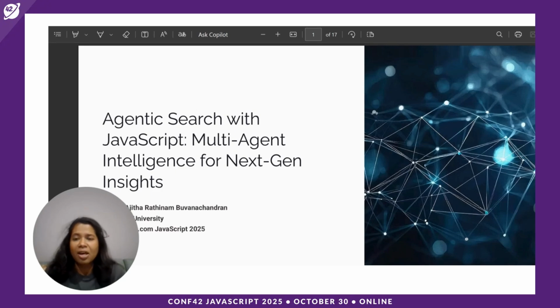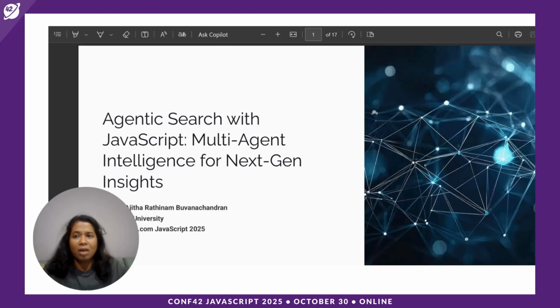Traditional search systems return thousands of potentially relevant documents, requiring extensive manual review to extract actionable insights. This process typically requires several days and may result in incomplete analysis. Agentic search systems offer an alternative approach. Comprehensive analysis delivered within minutes, incorporating trend identification, competitive benchmarking, root cause analysis, and strategic recommendations through coordinated multi-agent intelligence. Today, I will demonstrate how JavaScript's architectural characteristics position it as an optimal platform for implementing these systems.